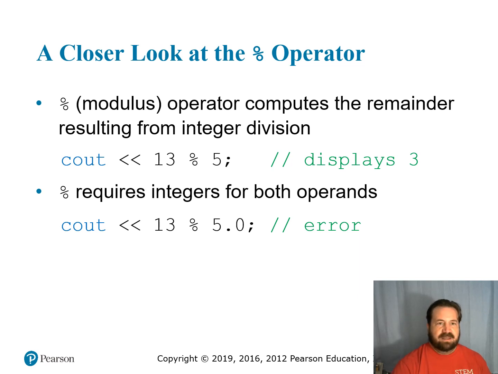Okay, the modulus operator, the percent operator, chosen because it looks like a divided by, it does division, but it gives you the remainder, not the dividend. So 13 divided by 5 is 2 remainder 3. So this will display 3.